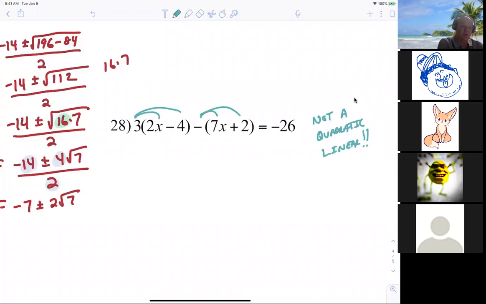All right, does anybody understand what I mean by this is not a quadratic? All right, it's not a quadratic. Why did I call it linear? Something is linear if it's x to the first power. It's a quadratic if it's x to the second power. All right, so that's just normal.